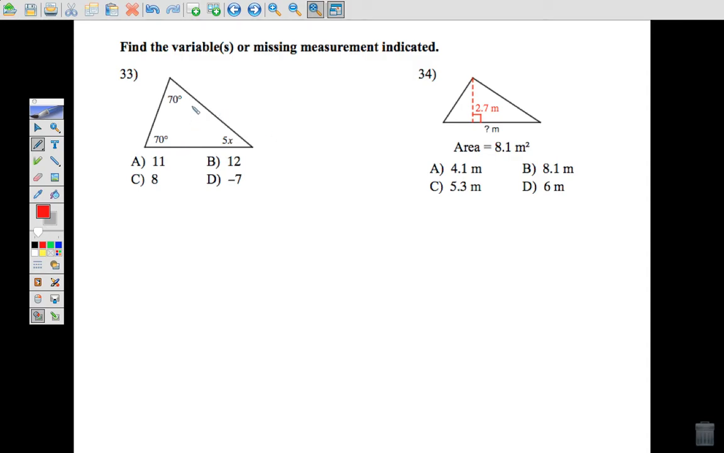Okay, this is the triangle sum theorem that we're using here. Also a throwback to the first semester, but should be really easy. All the angles in a triangle should add up to 180 degrees.